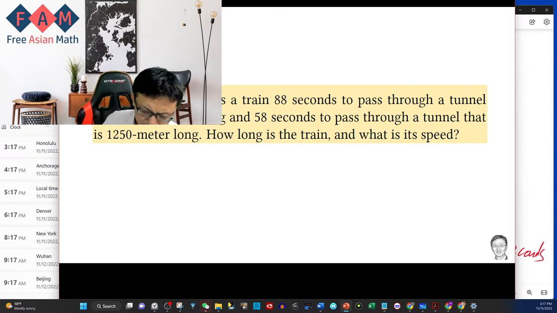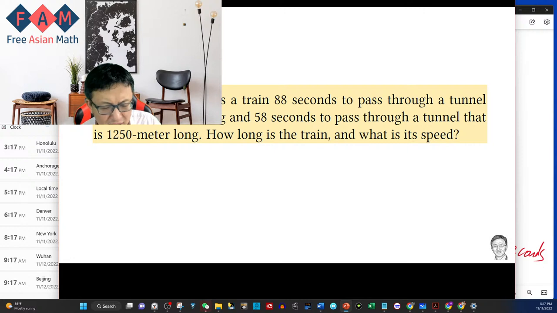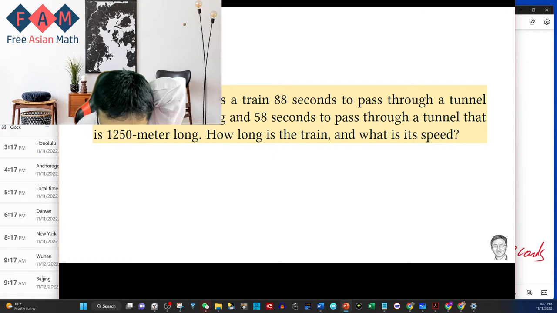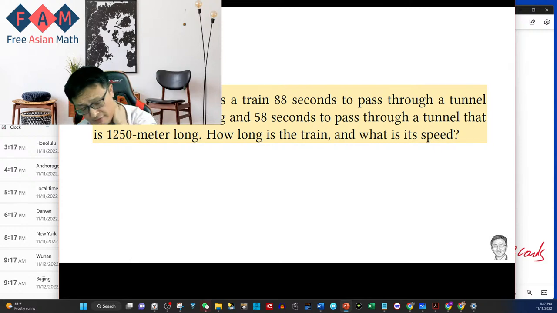Here, we were given two statements, but each one looks insufficient to solve the problem, right? We don't know the speed. How can we do that? Remember, for that multiplicative relationship, we have three variables, and given any two, we will know the other. But if we are only given one, then we cannot solve. In this case, we don't know the train's length or the speed.